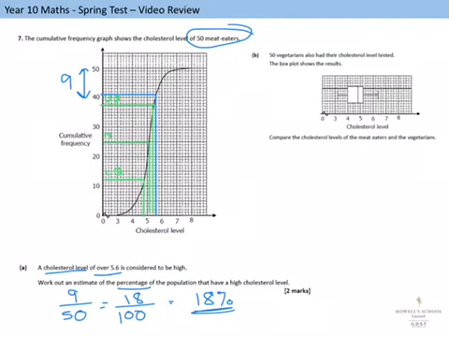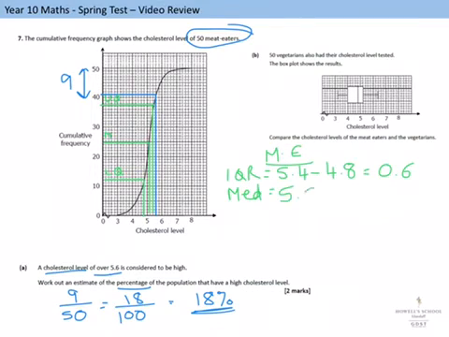So if we first of all have a look at the meat eaters, we're going to have an interquartile range, which is a read-off of 5.4 minus 4.8, which is 0.6. And then we're going to have a median, which is the average, of 5.2.